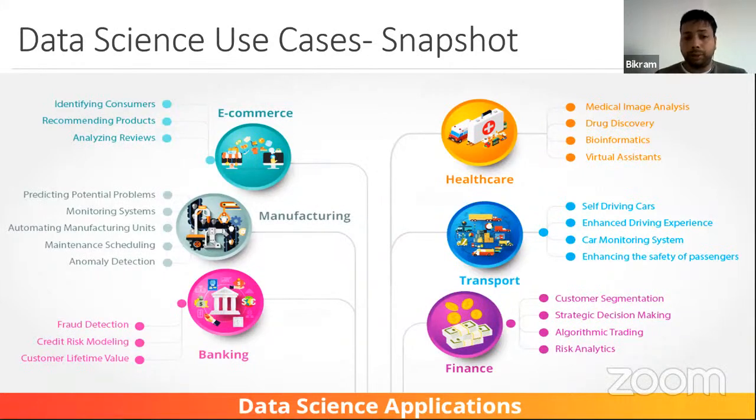Every e-commerce company also does it. How valuable you are as a customer. Finance: risk analytics, algorithmic trading, strategic decision making, customer segmentation. Transport: self-driving cars and network optimizations, etc. Your manufacturing, anomaly detection, so you can read up, right? There are tons and tons of examples.